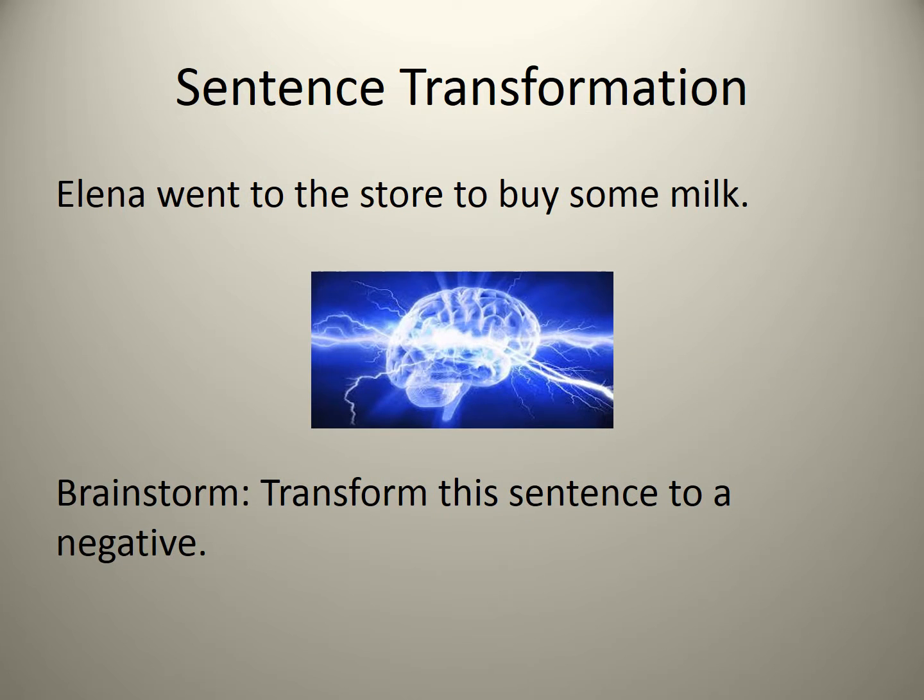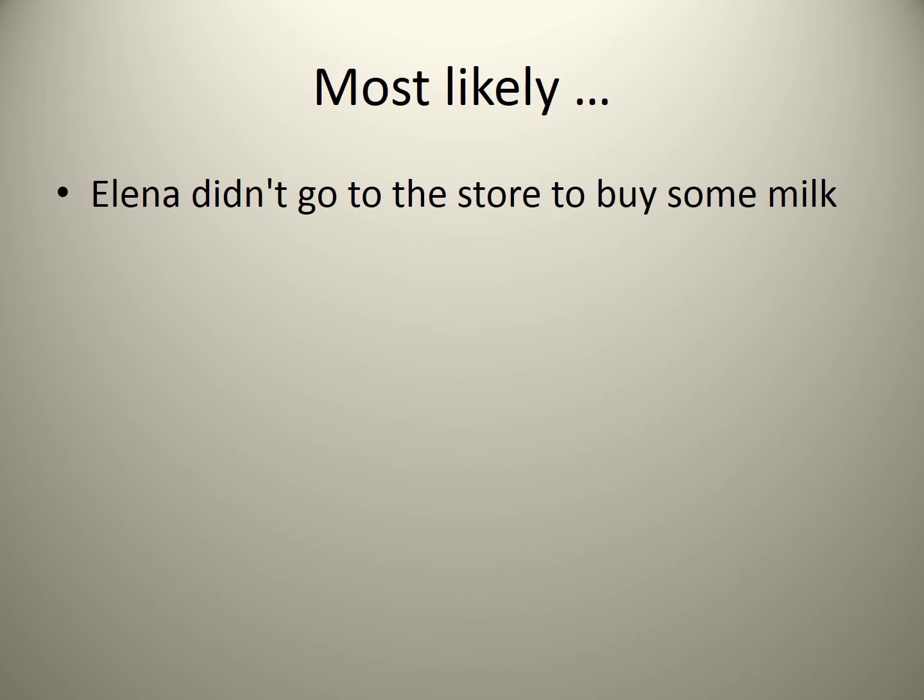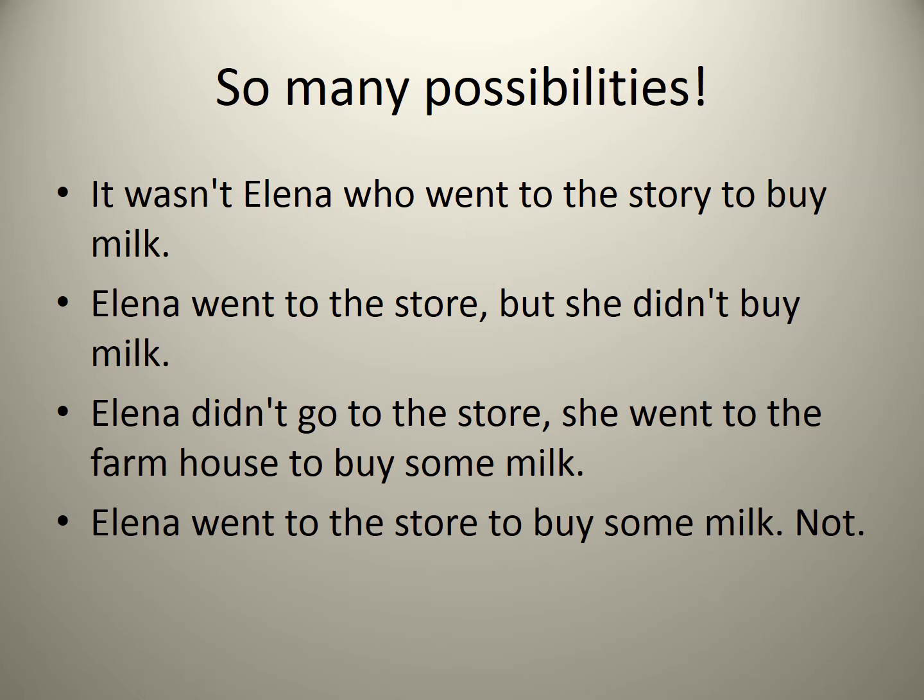Our last activity is a simple but powerful brainstorming activity. You start with a simple sentence and give the instructions to transform the sentence to another form. Thank you, Nancy Cummins, for this great example. Elena went to the store to buy some milk. Most likely you're going to get, Elena didn't go to the store to buy some milk. But look at all these other possibilities. So many possibilities. And once again, you're going to try to instigate some lively conversations about why you would choose one over the other, or why people would say it a certain way versus another.